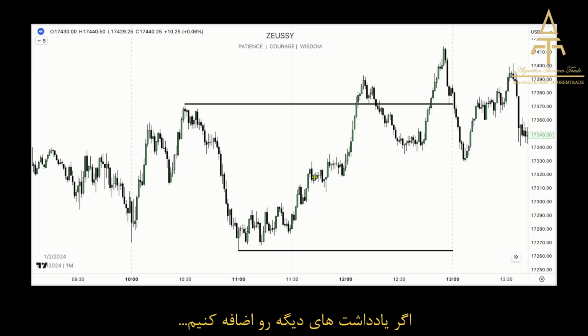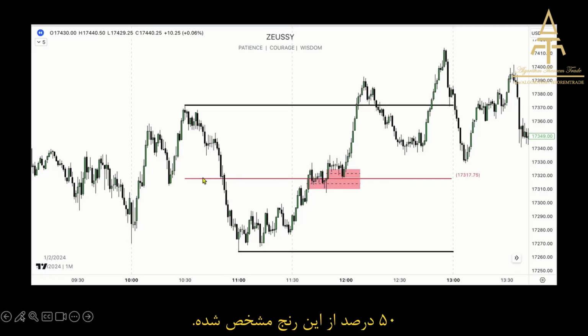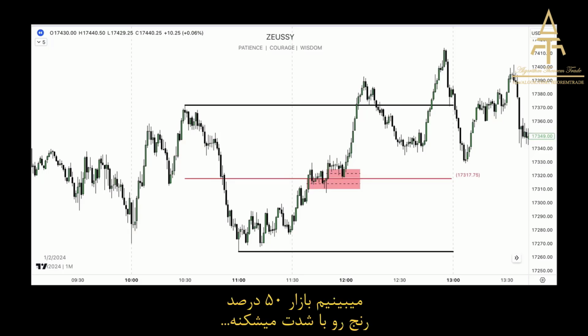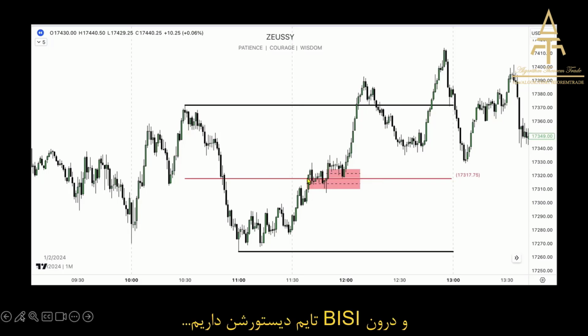If we now put on more lipstick, we can see the following. We can see that equilibrium of that range is now annotated. Equilibrium being 50% of that previous cycle's range. What we see is that price displaces through equilibrium of that range right here with a BC.